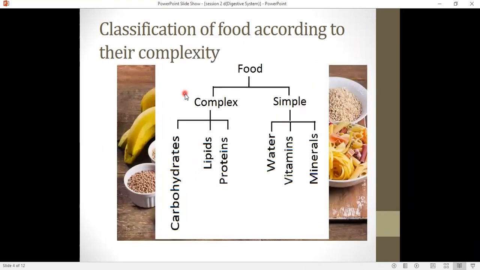Based on the complexity, the food can also be divided into two types: complex food or simple food. Complex food includes the carbohydrates, lipids, or proteins, but also some types of foods contain the three together: carbohydrates, lipids, and proteins together, like bread. And the second type is the simple food, which includes water, vitamins, and minerals.